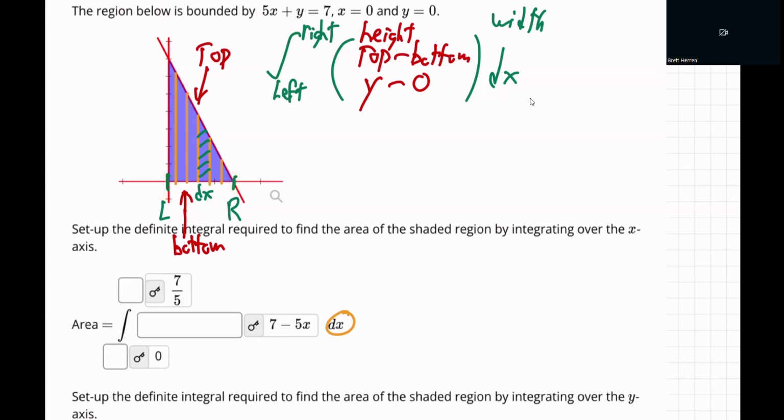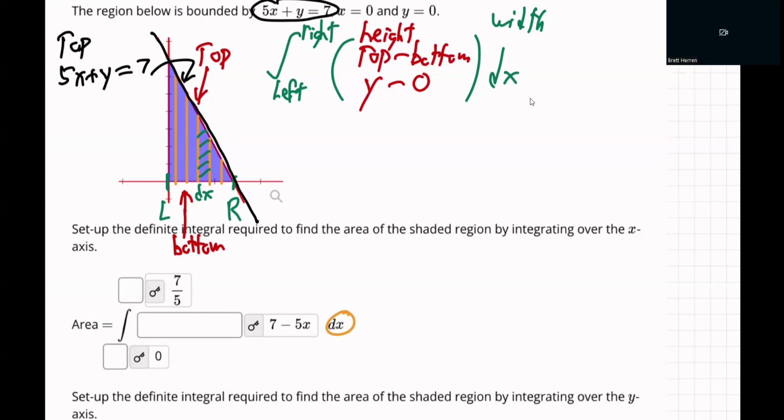And for each rectangle, the area of a rectangle is length times width, or height times width, whatever you want to call it. And so what's the height of the rectangle? Top minus bottom, right? Top minus the bottom. And the width of the rectangle is dx. So what's the top? The top is this function. Top is this function right here. So let me do that over here on the side. The top is the function 5x plus y equals 7. That's this line.